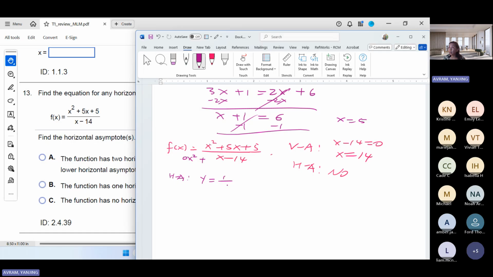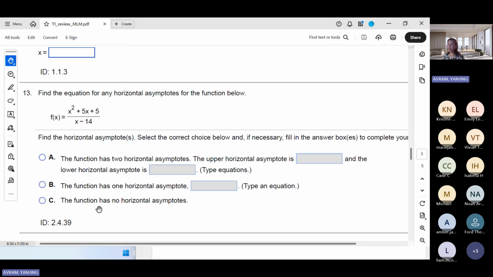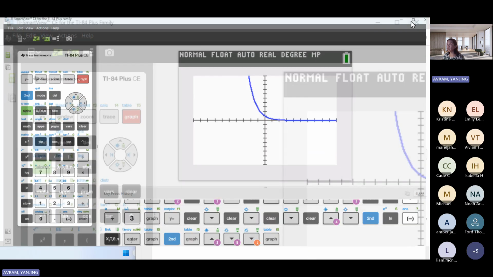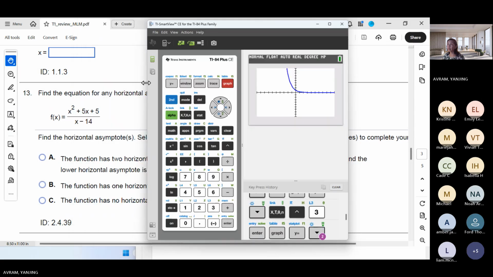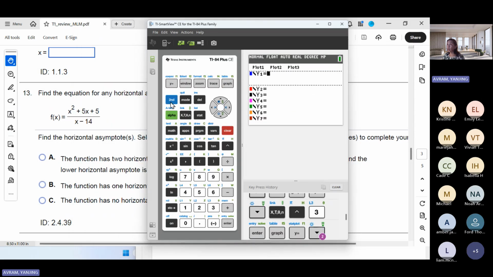So this will be 1 over 0. 1 over 0 is undefined. So that means that we don't have a horizontal asymptote. If I flip this over, that one we will have a horizontal asymptote, right? So the answer here is this one doesn't have a horizontal asymptote. If you put this one in a calculator, let's see how you look at that. You do need to use the parentheses because this one has more than one item.